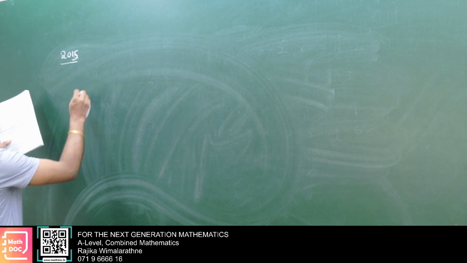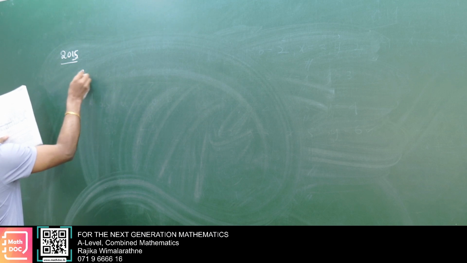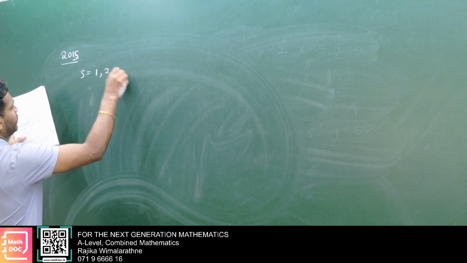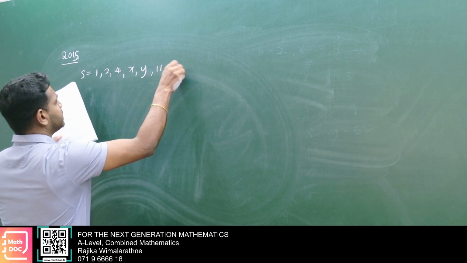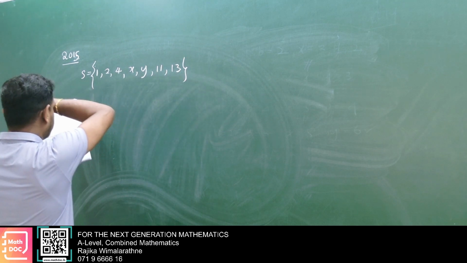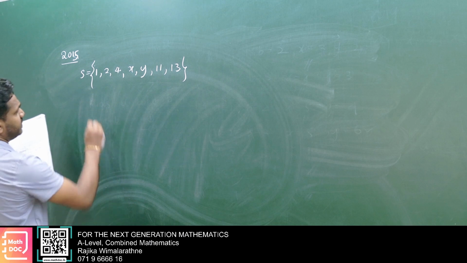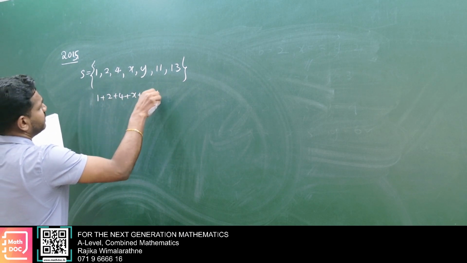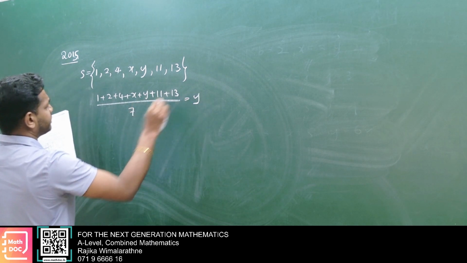A set of 7 whole numbers is arranged in ascending order: 1, 2, 4, x, y, 11, 13. y is the mean of the numbers. Mean: (1 + 2 + 4 + x + y + 11 + 13) / 7 = y.